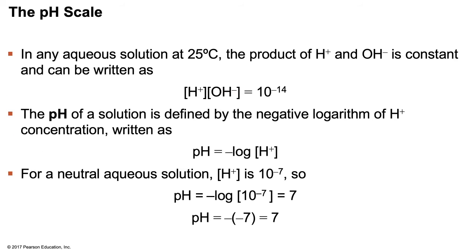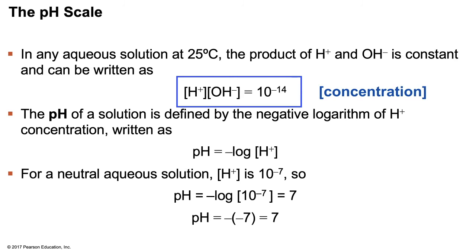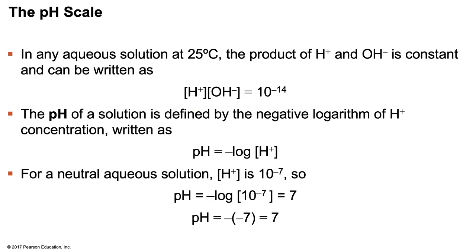So let's crunch some numbers. If we have any aqueous solution at 25 degrees Celsius, which by the way, that's room temperature, the product of H+ and OH- is constant and can be written as the concentration of H+ times the concentration of OH- equals 10 to the negative 14. For this annotation, brackets in chemistry and biochemistry mean concentration. So we'd say the concentration of H+ times the concentration of OH-. And you would immediately say 10 to the 14 what? There are no units here. Well, these concentrations are a molarity, capital M, so it should say 10 to the negative 14 molar.